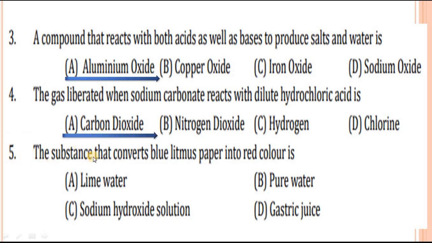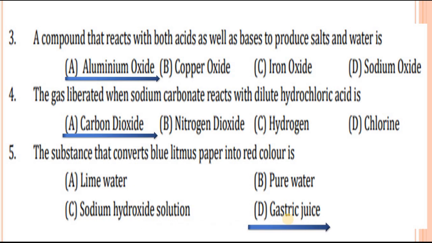Question number 5. The substance that converts blue litmus paper into red color. As you know, blue color converting into red indicates the given solution is acid. So out of these 4, lime water, pure water, sodium hydroxide solution and gastric juice, gastric juice contains hydrochloric acid. So option D will be the correct answer.